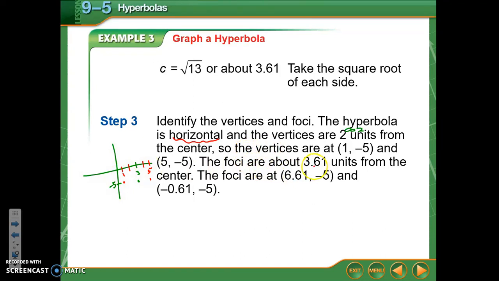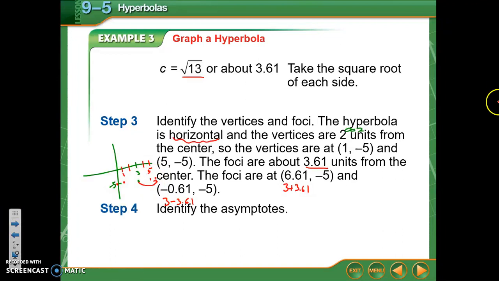My foci are 3.61, or the square root of 13, units from the center, right? So from this center, which is 3, negative 5, they're going to be 3.61 units in this direction. So what they did here was 3 plus 3.61, and here they did 3 minus 3.61, because my other focus would end up over here, and this one would be over here. So those are my 2 foci.